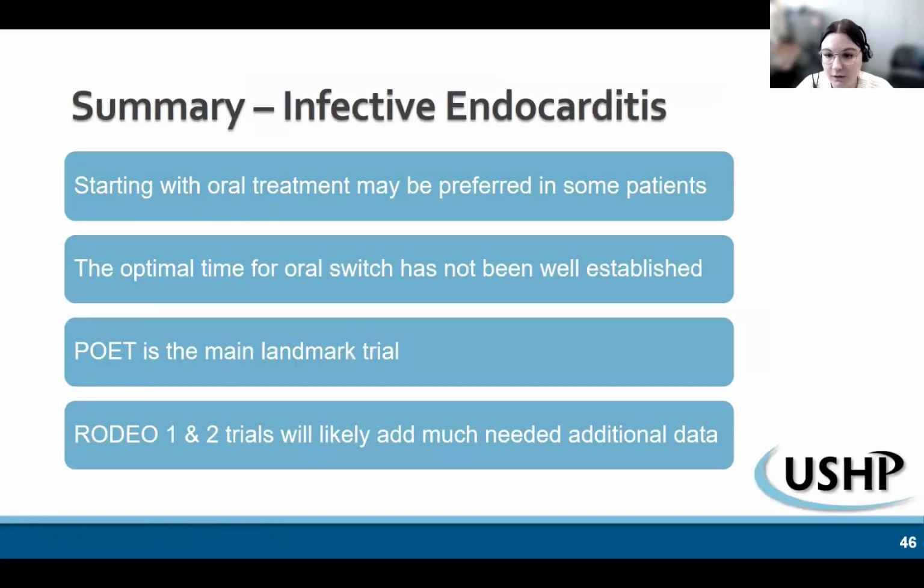So for the treatment of infective endocarditis, starting with orals may be preferred in some patients, particularly those who use IV drugs. Similar to bone and joint infections, the optimal time for oral switch really has not been well established. And for endocarditis, POET is our main landmark trial, and the RODEO 1 and 2 trials will add much needed data in the future.